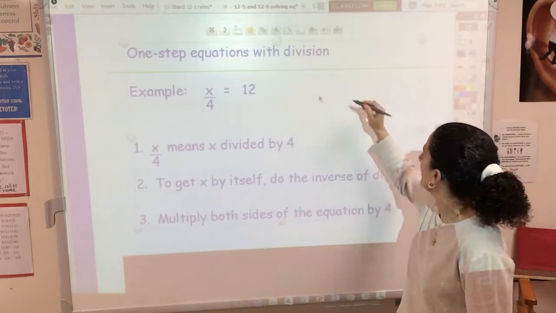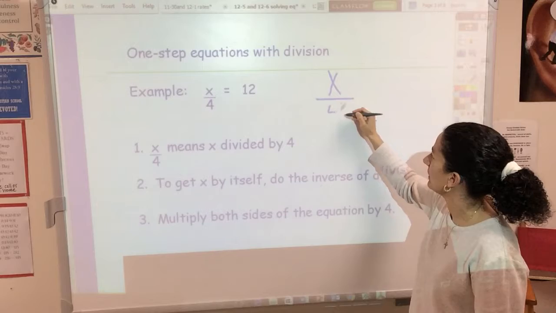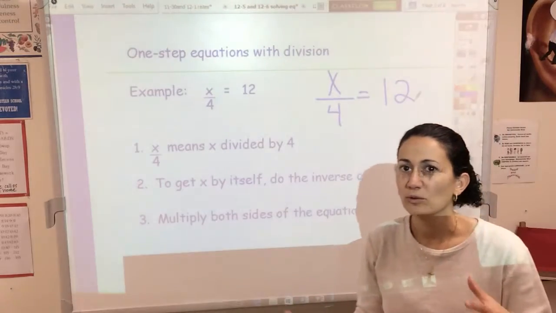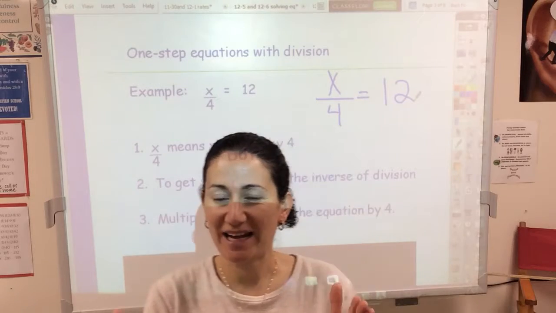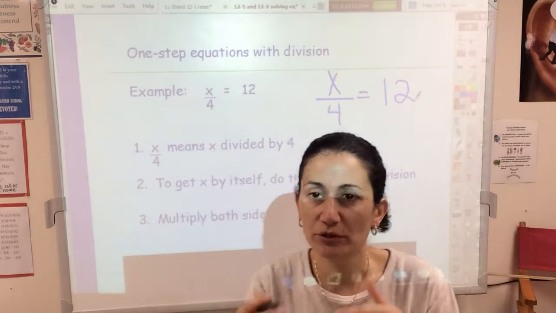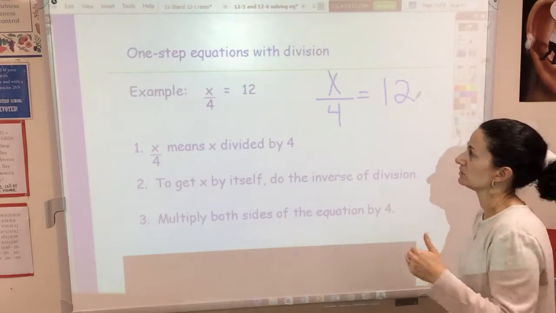Okay, so how am I going to show my work? Let's take a look. So x divided by 4 equals 12. And again, this is a very simple one-step equation. I know you know what x equals. I know we can probably do these mentally, but again, I want you to practice showing your work. So when we get to the harder equations, you'll know exactly what to do.